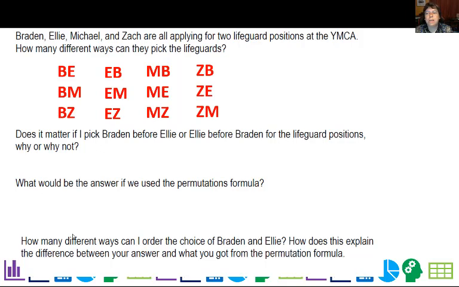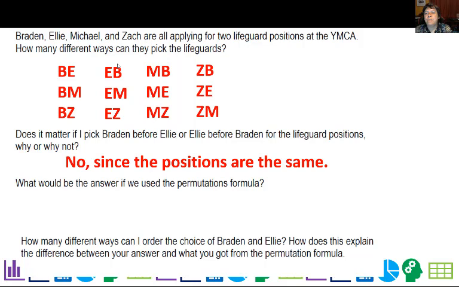Does it really matter if I pick Braden before Ellie or Ellie before Braden? Aren't these 2 the same since they're the same position of lifeguard? Yes, they are. So the positions are the same, so it doesn't matter if I pick Braden then Ellie or Ellie then Braden. So I'm double counting here, so I'm going to cross that one off.